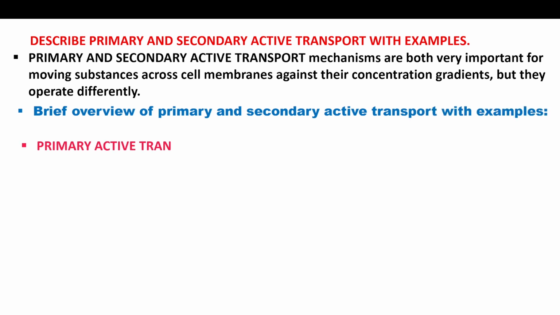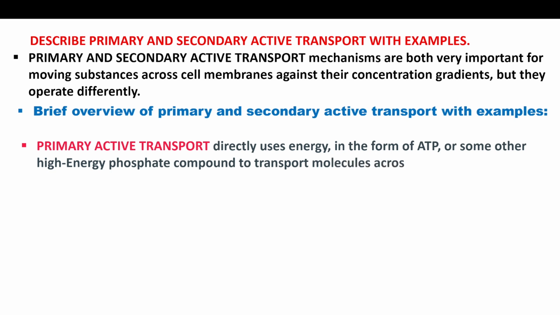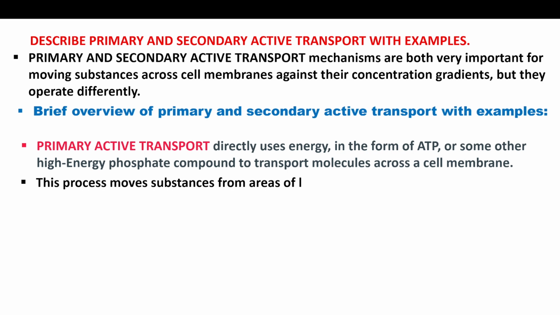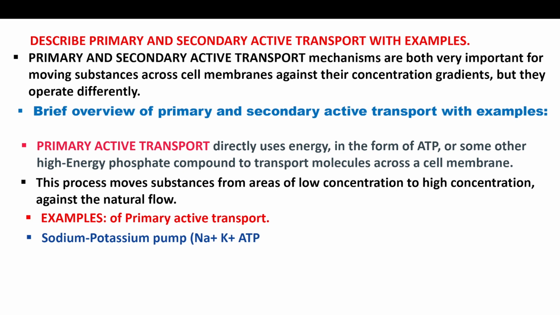Primary active transport directly uses energy in the form of ATP or some other high-energy phosphate compound to transport molecules across a cell membrane. This process moves substances from areas of low concentration to high concentration, against the natural flow. Examples of primary active transport: sodium-potassium pump, sodium-potassium ATPase.